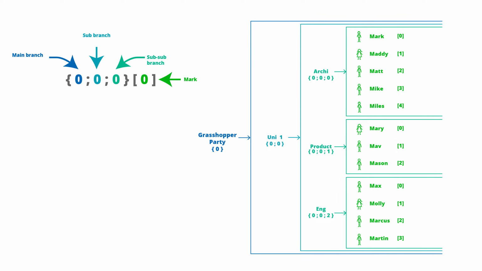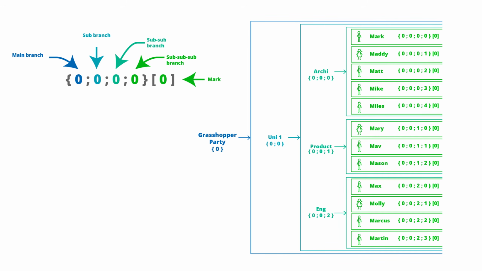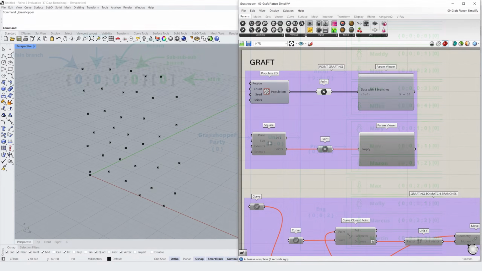In this second scenario, imagine this group of people at the party were organized into a tree based on the degree they were studying and the university they went to. If we were to graft this tree, the logic is the same. Each person would be placed on their own individual branch. An extra path would be added to their existing notation, so they will now have 4 paths which represent the party as the main branch, the uni as the sub-branch, the degree they're studying as the sub-sub-branch, and the person as the sub-sub-sub-branch. Let's move over to Grasshopper and examine this in practice.